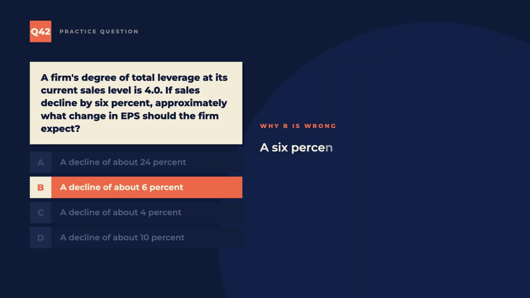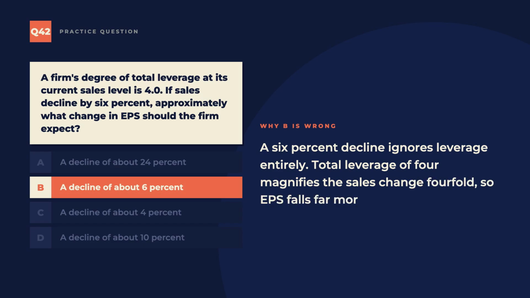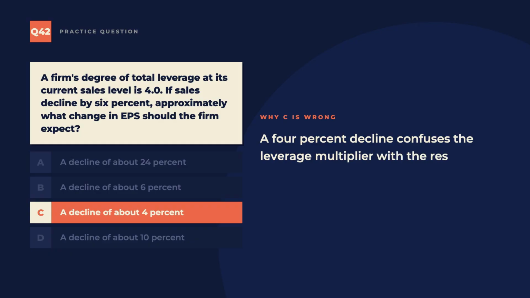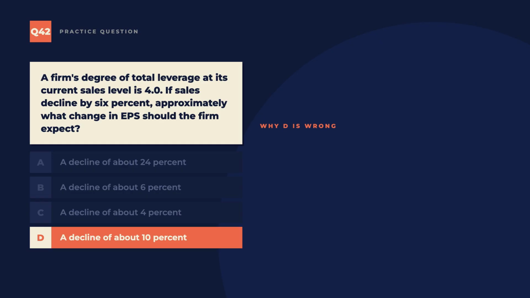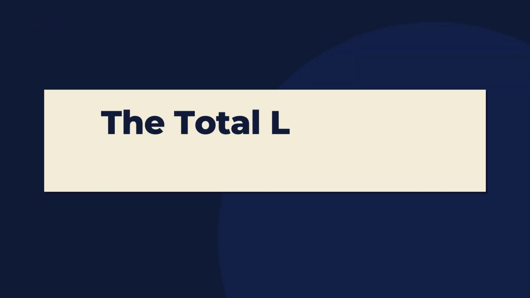B is wrong because a 6% decline ignores leverage entirely. Total leverage of 4 magnifies the sales change fourfold, so EPS falls far more than sales. C is wrong because a 4% decline confuses the leverage multiplier with the result. The 4.0 must be multiplied by the 6% sales change, not used as the answer. D is wrong because a 10% decline does not follow from these inputs. Multiplying 4.0 by 6% gives 24%, not 10.